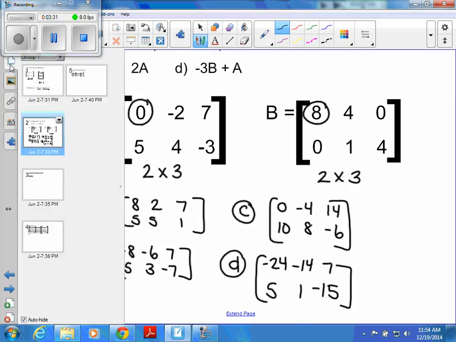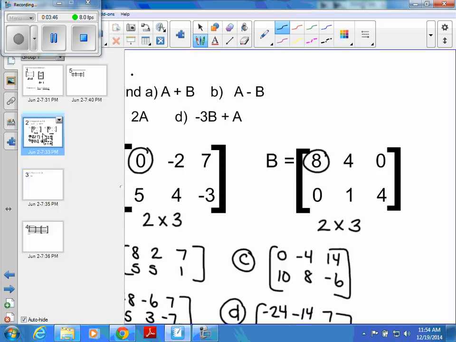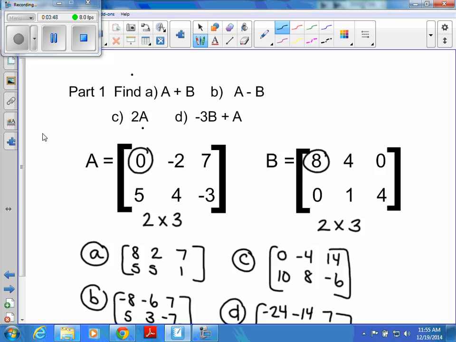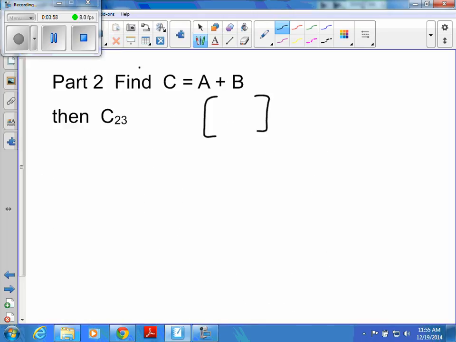Okay, the next part. In the last one, we found C, which is equal to A plus B, and we did that already in the last part. What was the answer for A plus B? The answer to A plus B is this right here. I went back to it. It's 8, 2, 7, 5, 5, 1. I'll copy that over here so that you see that A plus B is 8, 2, 7, 5, 5, 1. All they want you to do is C23.